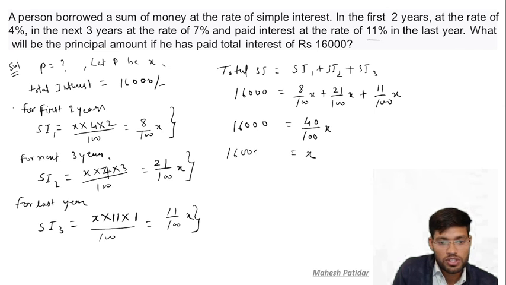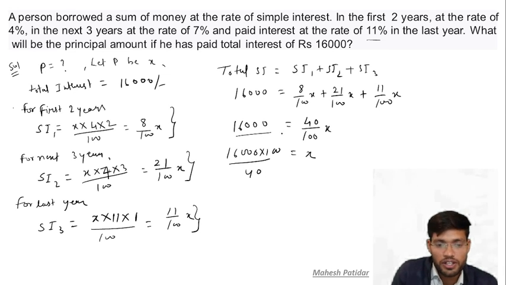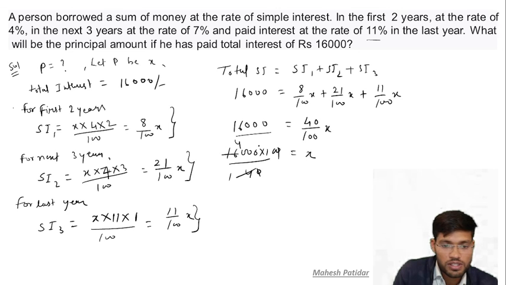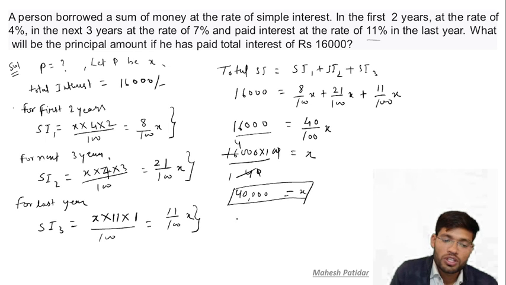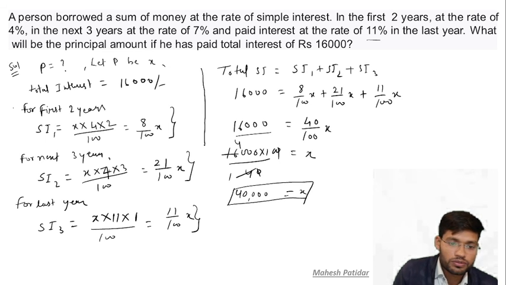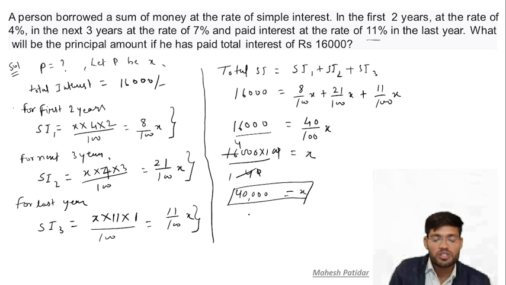Now we have to calculate the value of x. So 16,000 into 100 upon 40. 40 goes beneath 16 and 100 goes in the similar way. Zero cancelled by zero, and 4 ones are 4, 4 fours are 16. So it will give 4, 0, 0, 0, 0. So the value of x, that is the basic principal, is equal to 40,000.